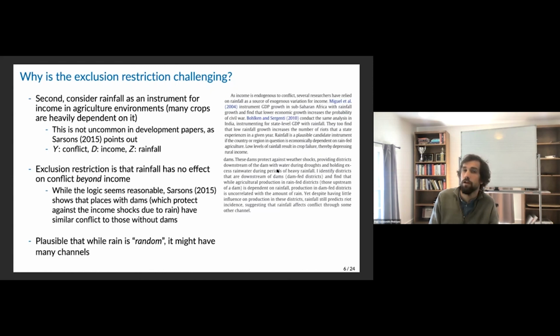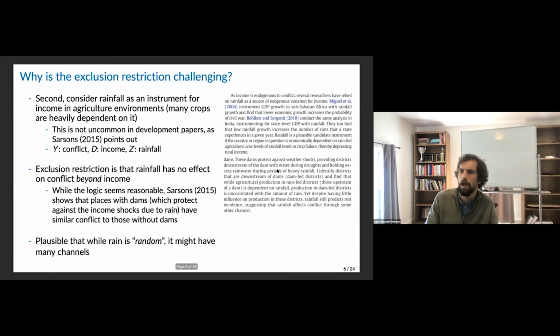I think this is a better example, and this is why I used it: legal origins or historical origins. For those of you who work in development, this shows up a lot, where people want to use the historical origins of countries, for example, and it's really challenging to see how that satisfies the exclusion restriction at all for something in the modern day, given the number of things that could be affecting it. It's the same idea. It's very challenging to write down a DAG that looks like it would satisfy this.